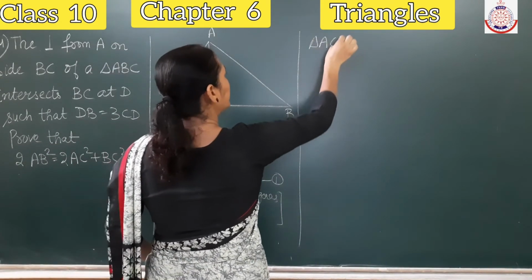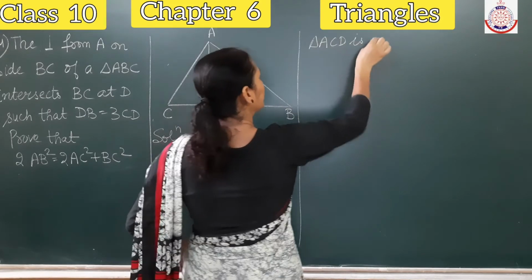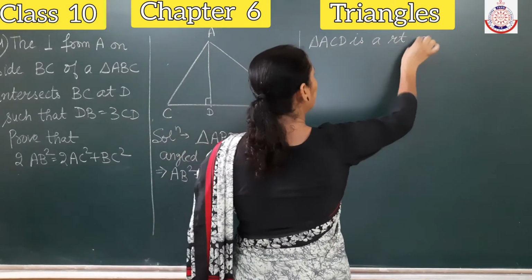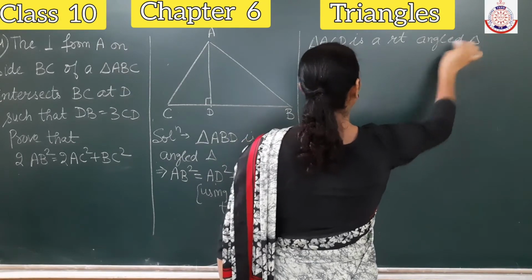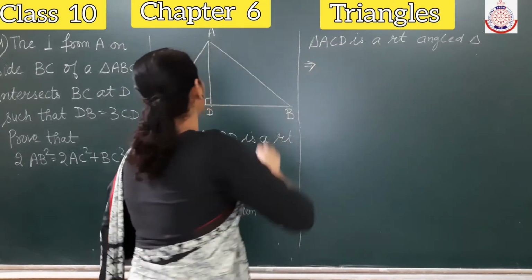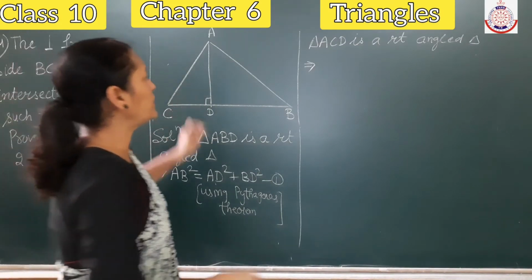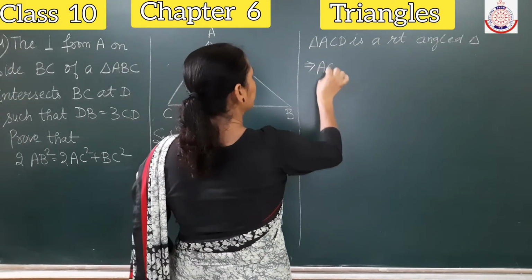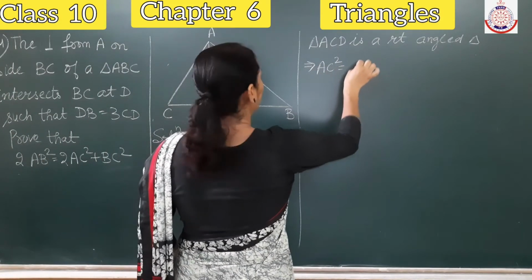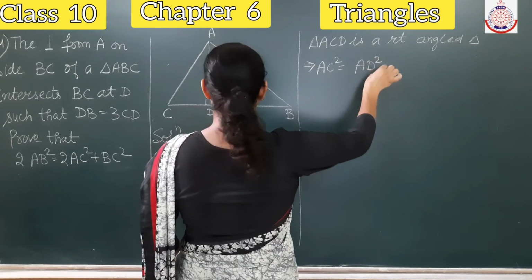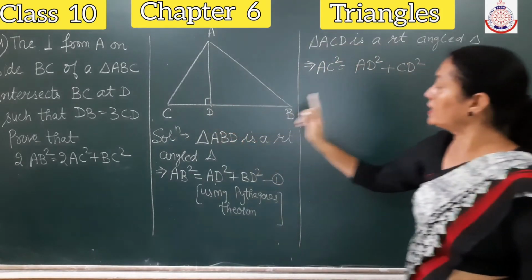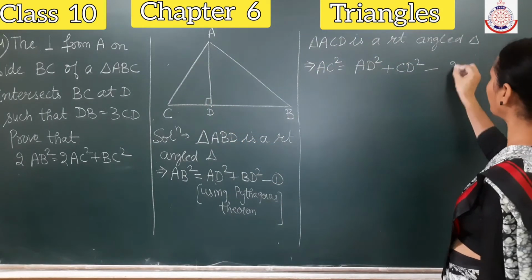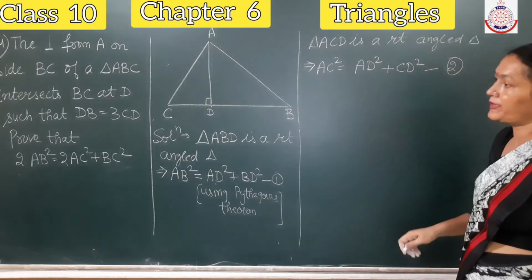Triangle ACD is a right angle triangle, which implies AC square is equal to AD square plus CD square. This we have obtained. It will be equation number 2.